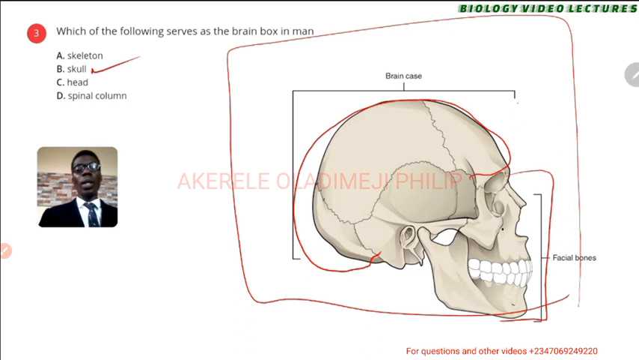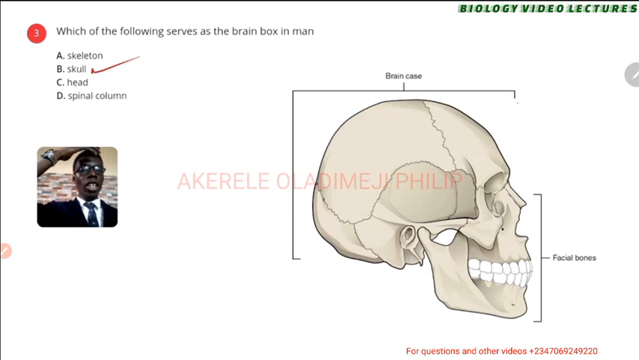So we can say that the skull is made up of two types of bones: the cranium that covers the brain and the facial bone. These two form the skull. Of course, from the options, the only thing we can see here is the skull. If you pick head, it is wrong, because the head has muscles and all of those things, and we're already dealing with the bony structure.